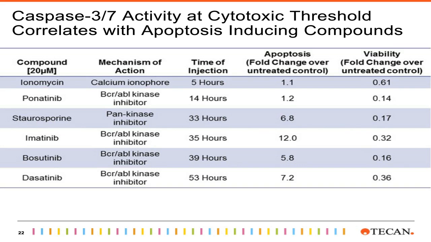And then lastly, our ionomycin, our necrosis control. Again, it's a calcium ionophore known to induce necrosis and not apoptosis. We're showing here that injection of the caspase reagent happens pretty quickly because that compound is toxic and it induces membrane integrity changes very soon after exposure. So we see no apoptosis there and a little bit of a decrease in viability.